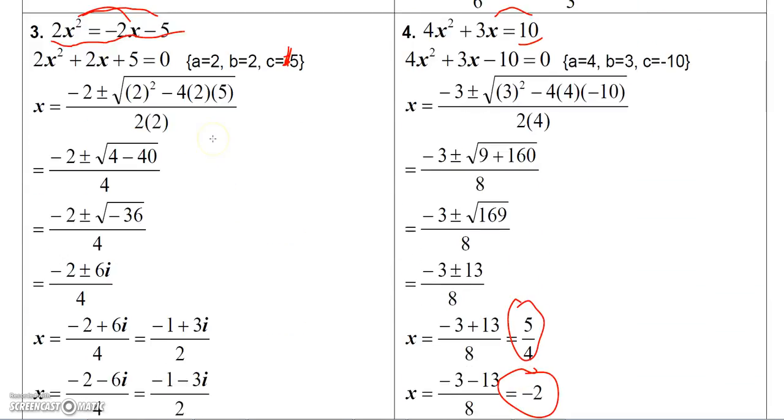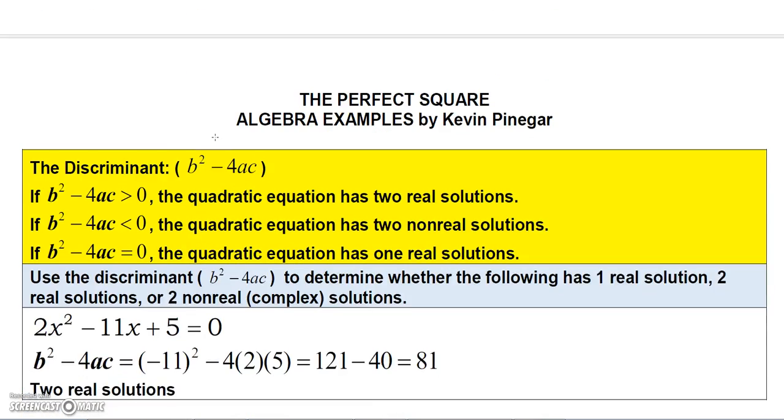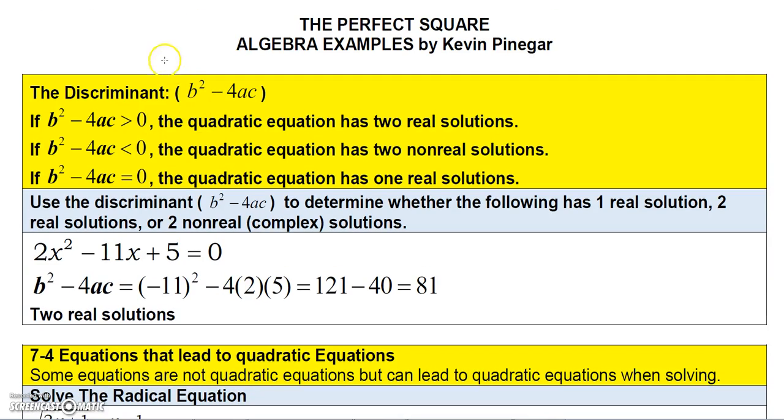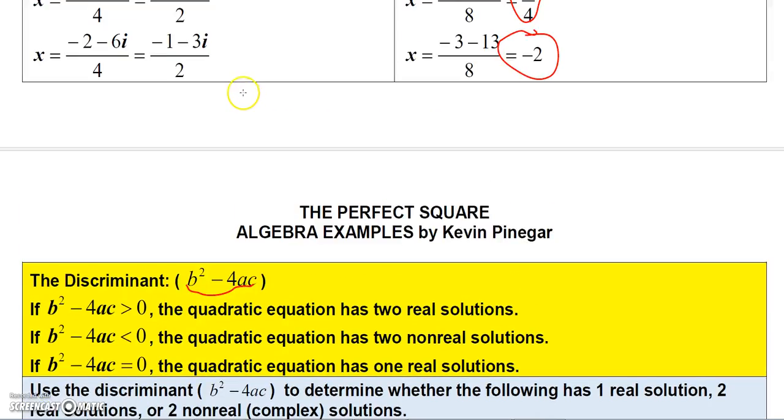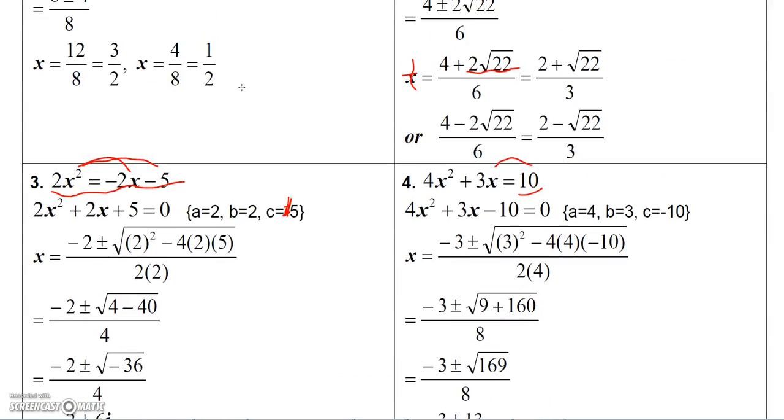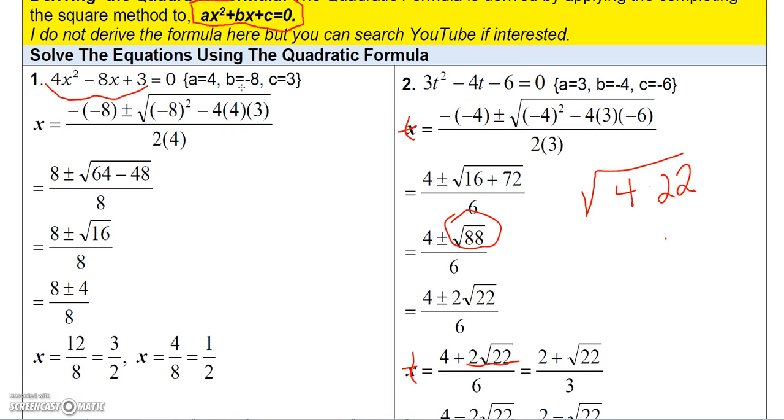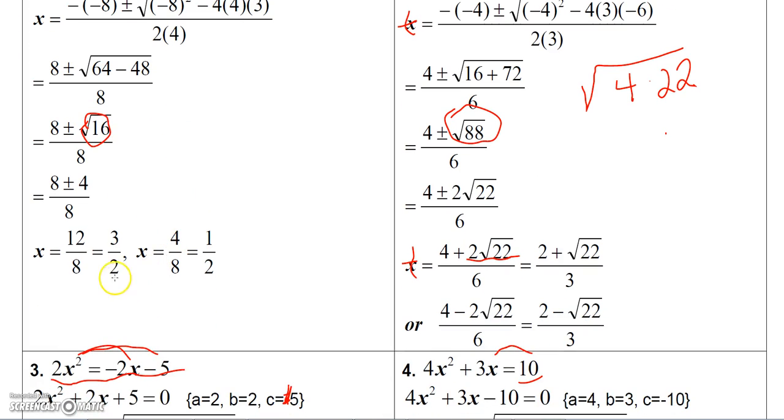And you might be asked to determine the nature of solutions based on the discriminant. It turns out that if the discriminant is positive, it's going to have two real solutions. So if you go back and look at one of these problems, let's say this first one here, the discriminant turned out to be 16. So that was a positive number, and notice that I got two real solutions here.